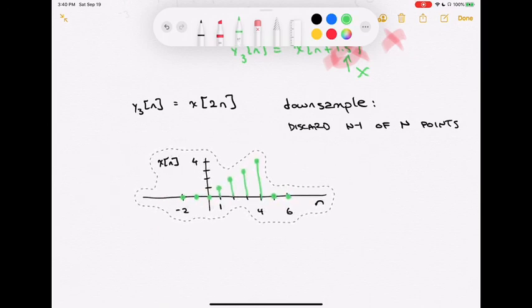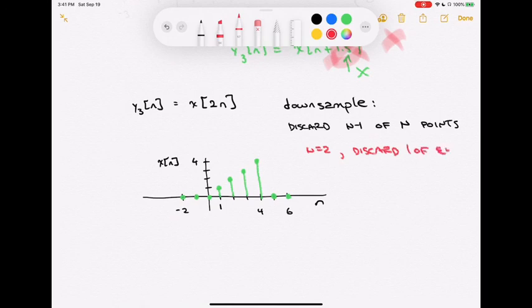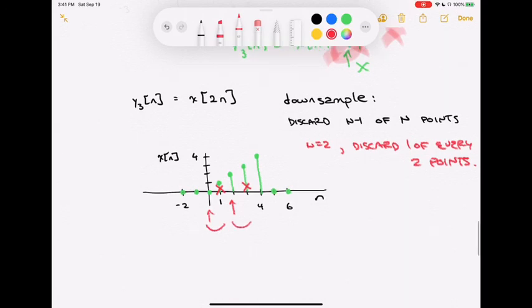And what does the downsample operation say we should do? It says discard N minus 1. Now in this particular case, we have N equals 2, so we are going to discard 1 of every 2 points. And you always leave 0 alone. So we're going to leave 0, discard. Leave the next one, discard. So out of 2 points, discard 1. Out of 2 points, discard 1. Out of the next 2, discard. Save, discard, something like that.